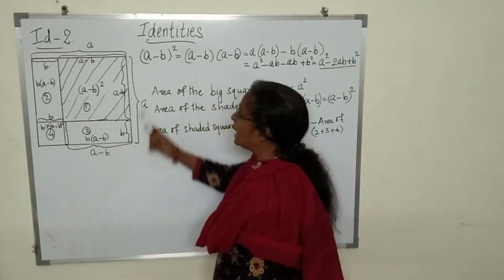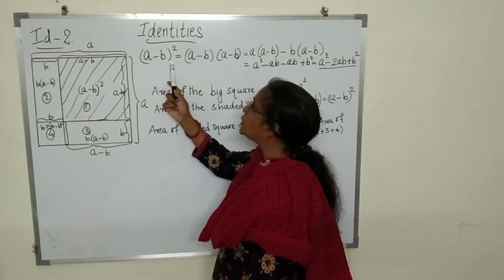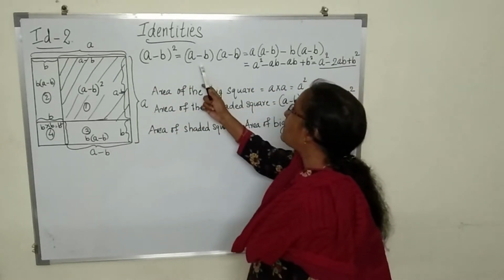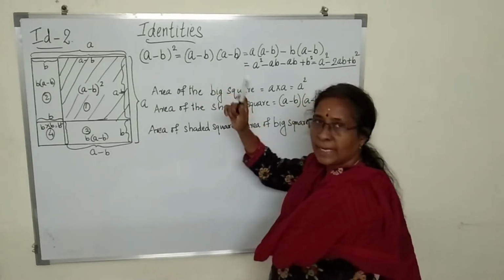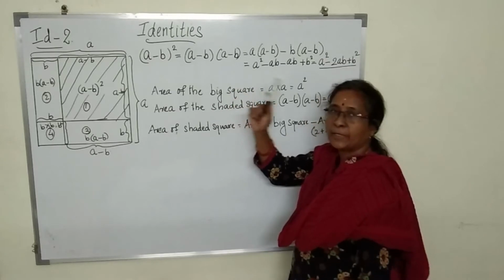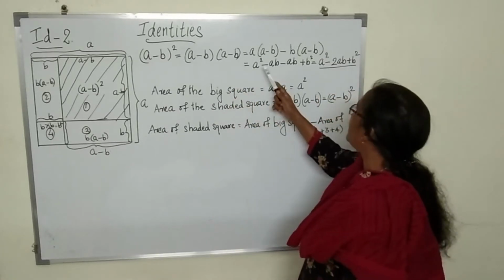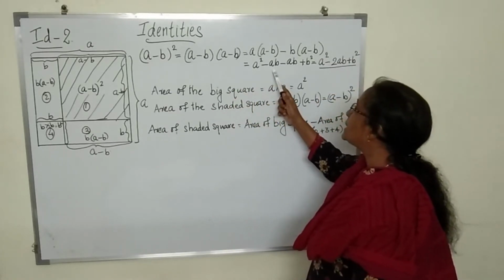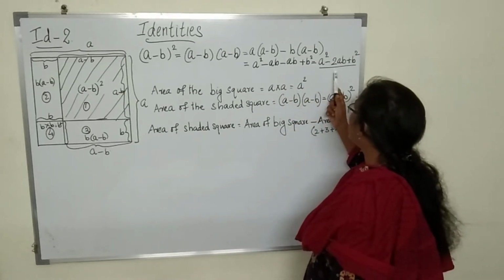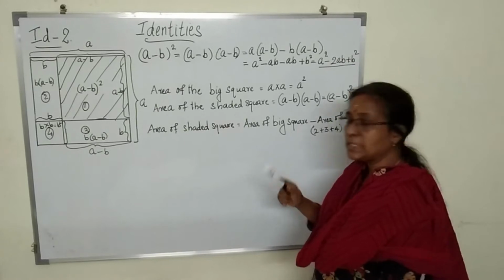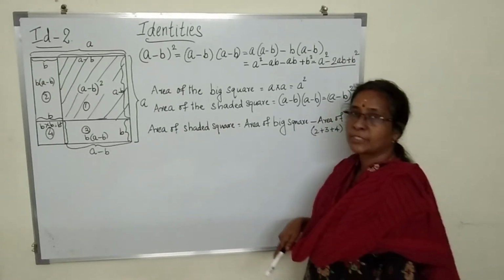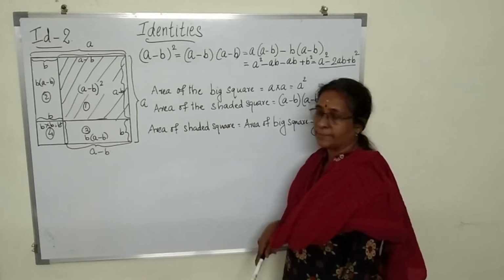The second identity is (a minus b) whole square, which is equal to (a minus b) multiplied by (a minus b). So if you directly multiply using binomial multiplication, we get a square minus ab minus ab plus b square, which is equal to a square minus 2ab plus b square. Now let us see the geometric representation of the same identity.